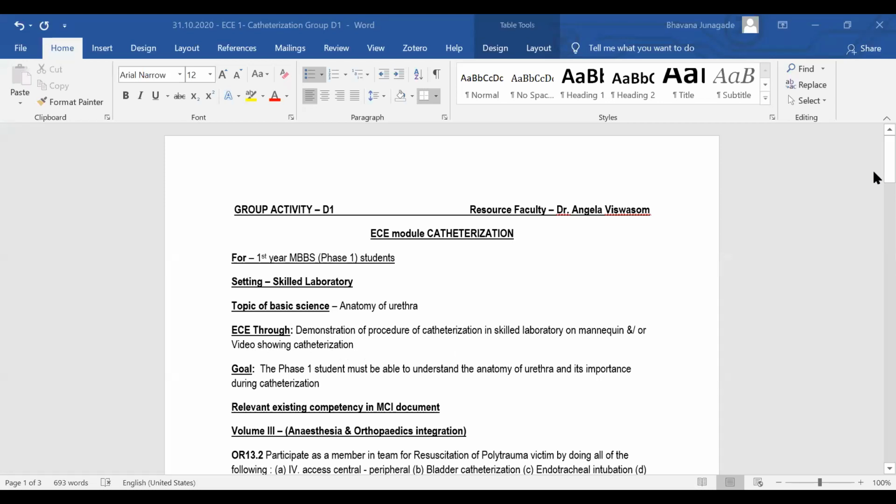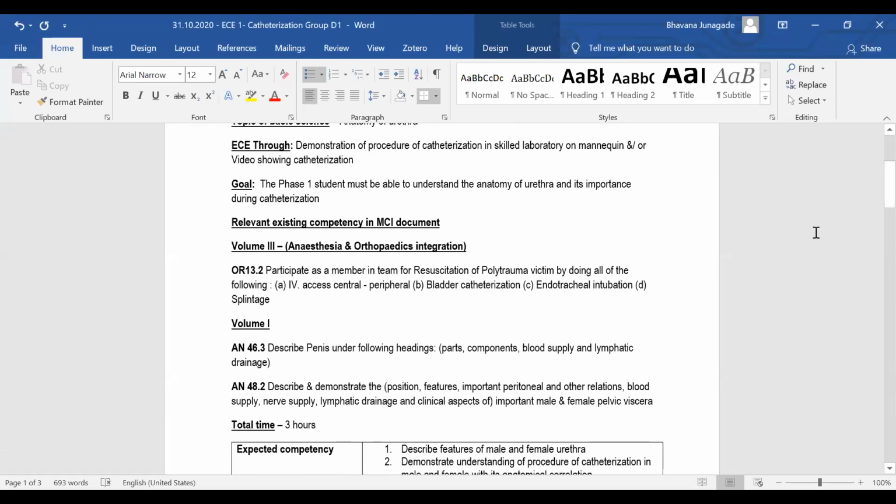We went through the MCI volumes and found that there is one relevant existing competency in volume 3 involving the orthopedics and anesthesia integration. It is orthopedic competency 13.2. Here they say: participate as a member in a team for resuscitation of a polytrauma victim by doing all of the following: IV access central, peripheral, bladder catheterization. This is for catheterization. Then endotracheal intubation and splintage.